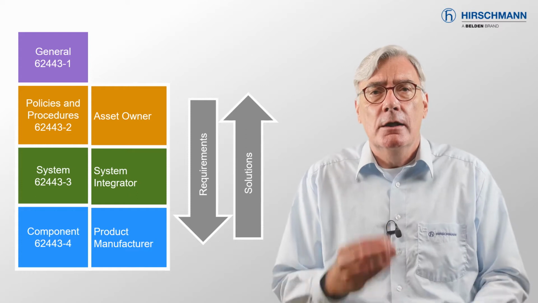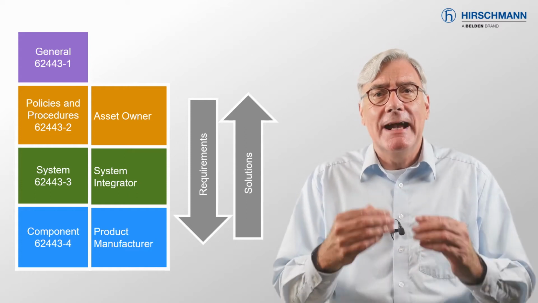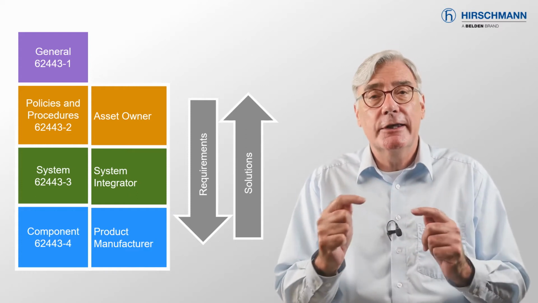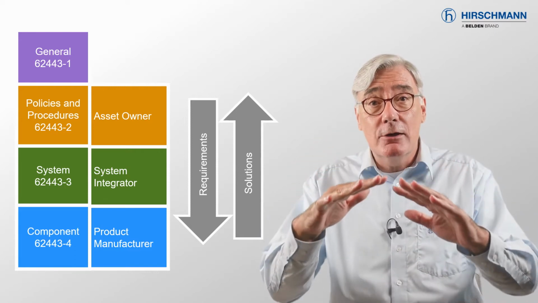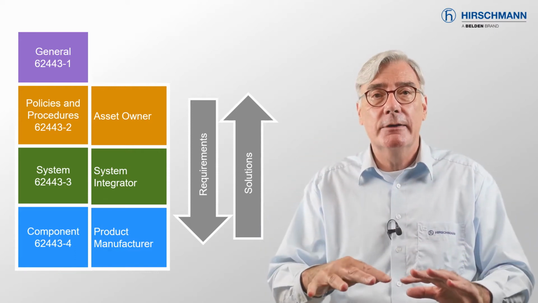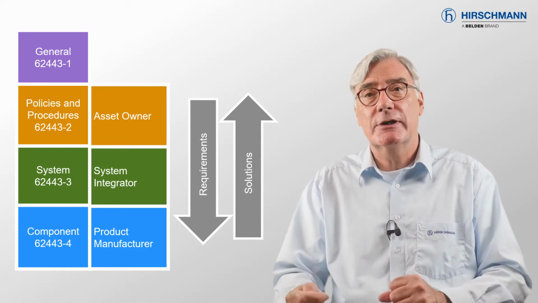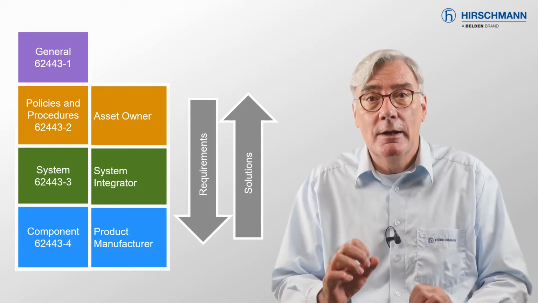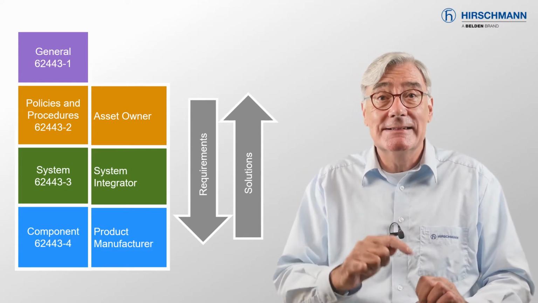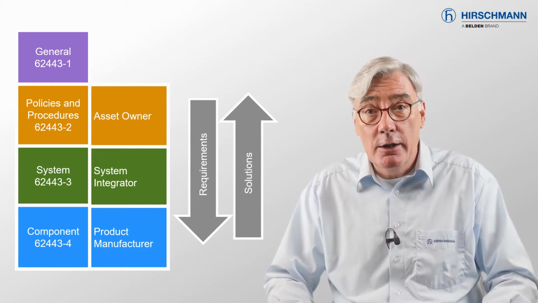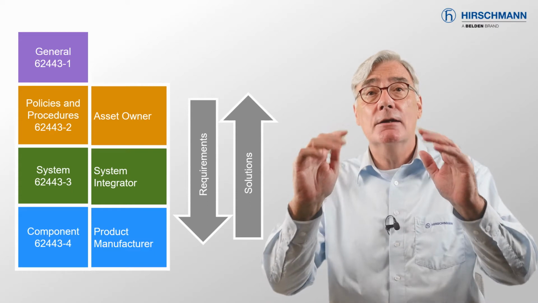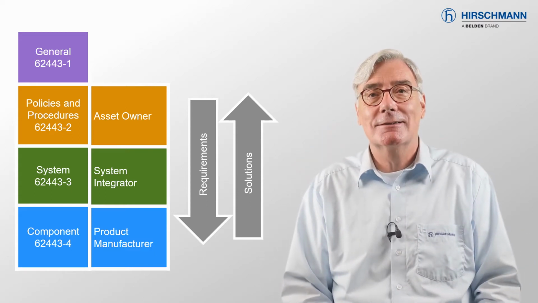To summarize, the requirements based on the asset owner's target security level flow down the chain from the asset owner via the system integrator to the product manufacturer. The solution, based on the product and system security capability, flows back up the chain to the asset owner.